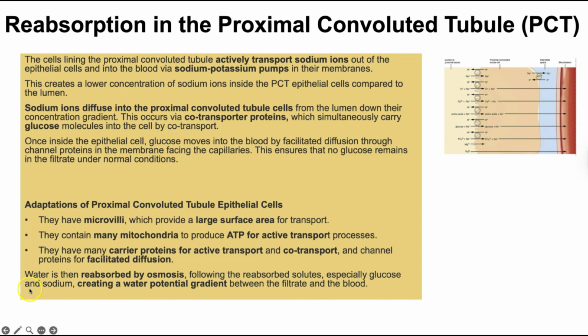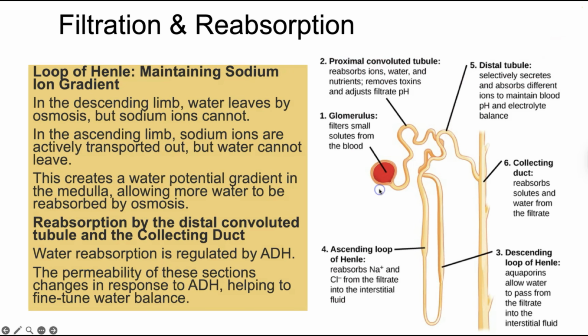So adaptations include these cells have microvilli, so these highly folded cell surface membranes to increase the surface area for that transport. They also contain many mitochondria so that lots of ATP can be produced for this active transport. And then there'll also be lots of carrier proteins and co-transporter proteins embedded in the cell surface membranes for all of that transport. And then water is reabsorbed by osmosis because following the absorption of the solutes, that creates a water potential gradient, so then water can move in by osmosis as well.